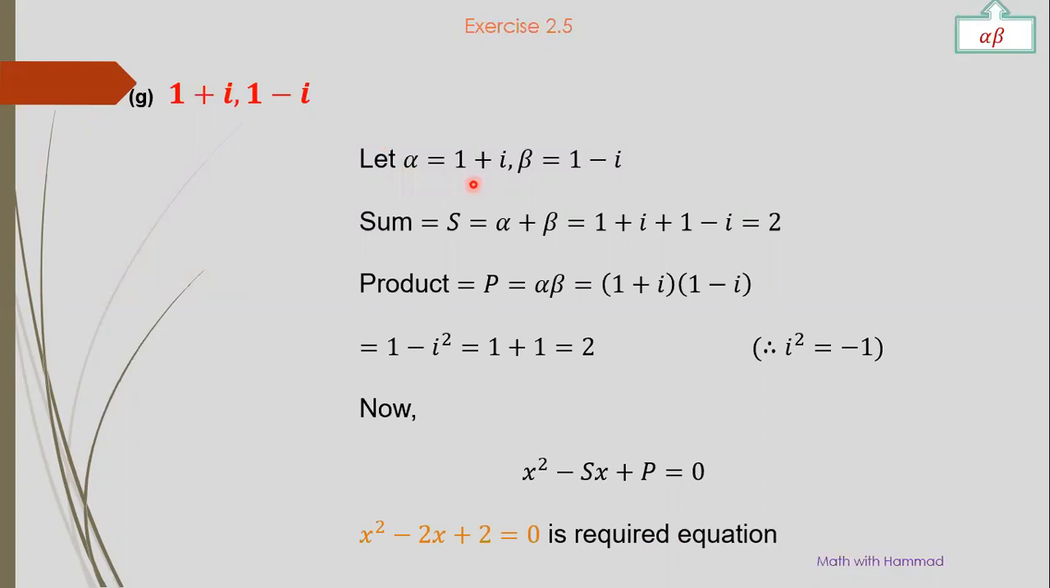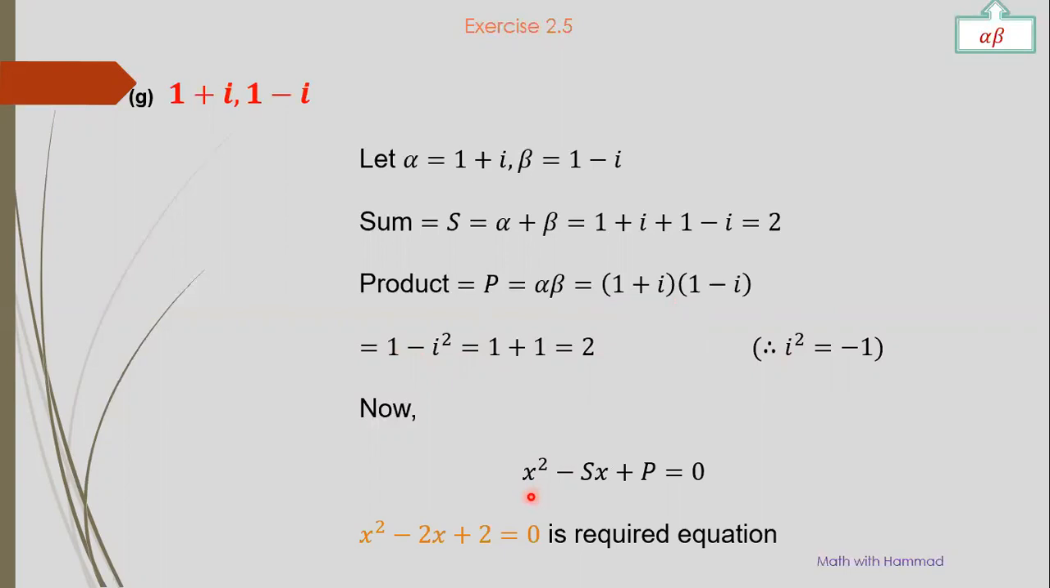Two roots, alpha is equal to 1 plus iota and beta is equal to 1 minus iota. First of all, we will have to add alpha plus beta, 1 plus iota plus 1 minus iota. This minus iota cancels out with this plus iota, we will get 1 plus 1 is 2. And when we multiply 1 plus iota into 1 minus iota, we have the formula of a plus b and a minus b, that is a square minus b square. 1 square is 1 minus iota square. What is the value of iota square? Iota square is minus 1. So 1 minus, and iota square is minus 1, so 1 plus 1 answer is 2.